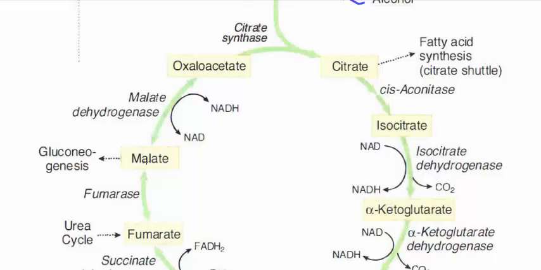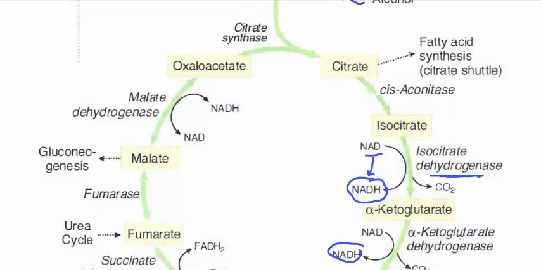And here the important thing is dehydrogenases. And now you know what dehydrogenases are. Whenever the word dehydrogenase comes, NAD has to be reduced to NADH. So this is the first NADH we get in the Krebs cycle. This is the second NADH, so there will be a dehydrogenase.